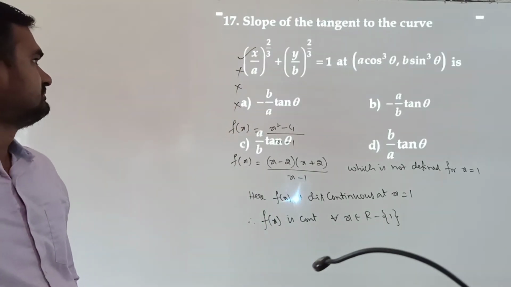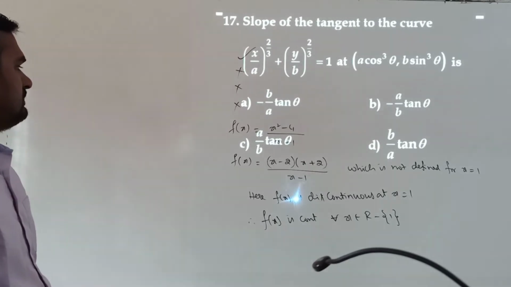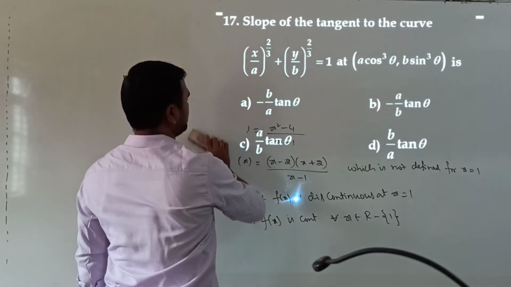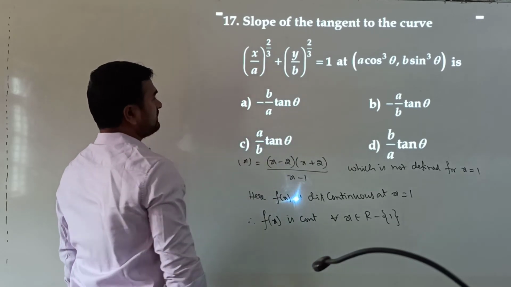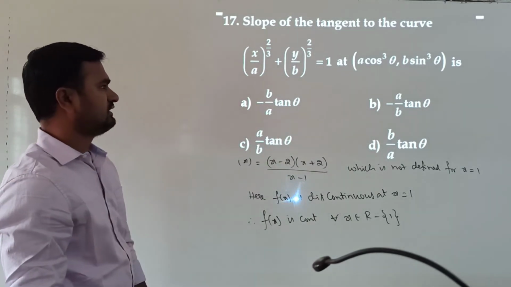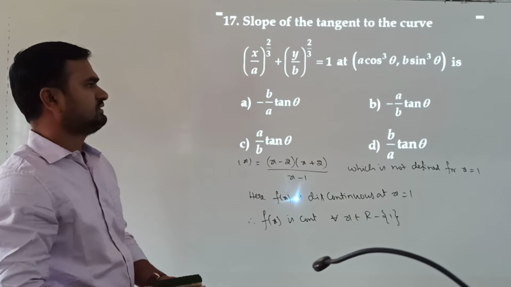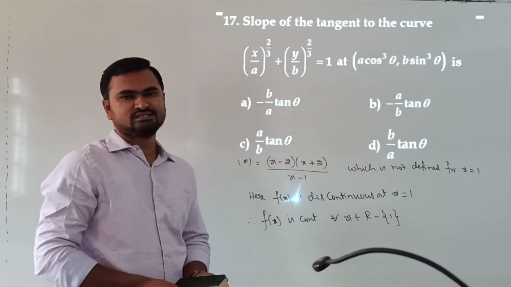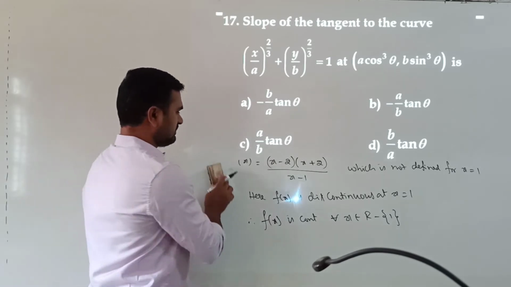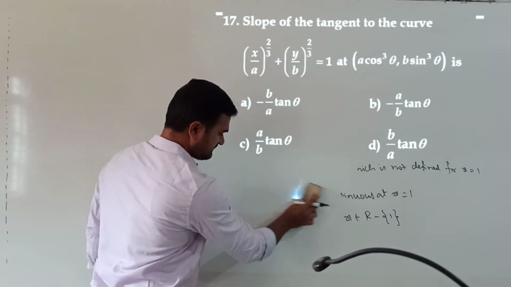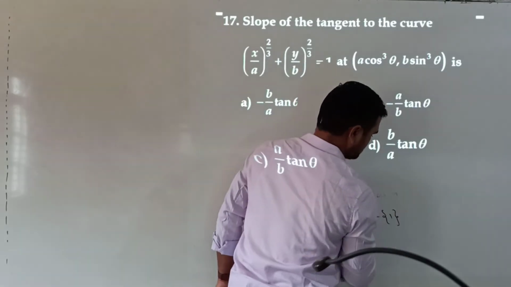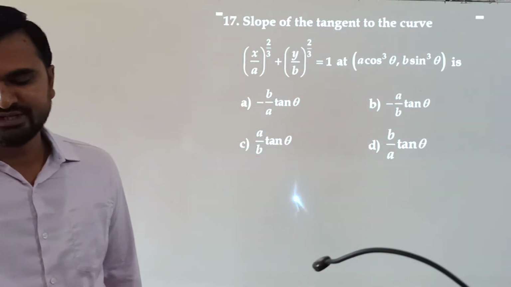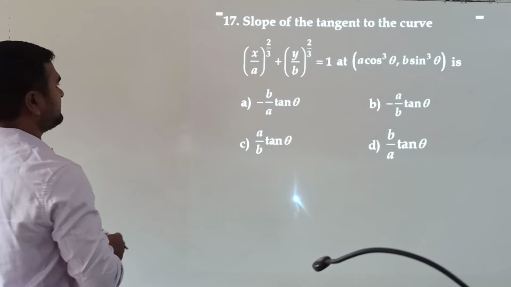So the next question. The slope of the tangent to the curve (x/a)^(2/3) + (y/b)^(2/3) = 1 at the point (a cos^3 theta, b sin^3 theta) is? Now we need the slope of the tangent to this curve. We know that the slope of the tangent is given by dy/dx, the derivative of the function. Slope of tangent is given by dy/dx.